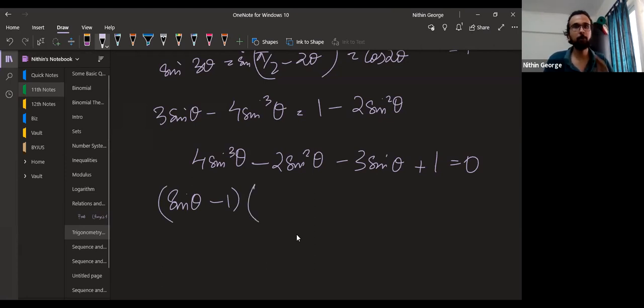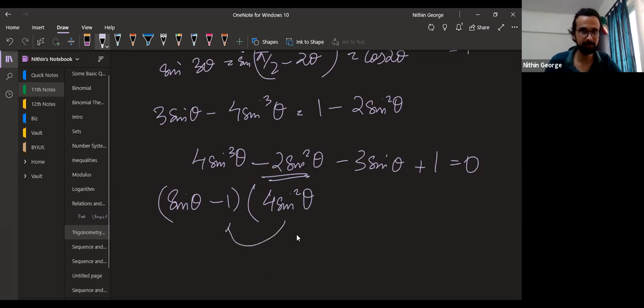Okay. So what multiplies sin theta minus 1 to get this cubic? For a cubic, we don't have any direct method of solving. So we have to substitute a value, get one root, and from there we have to deduce the remaining values. So what multiplies with this to get 4 sin cube theta? 4 sin square theta. All right. Next, there's a minus 2 sin square theta. How do we get that?